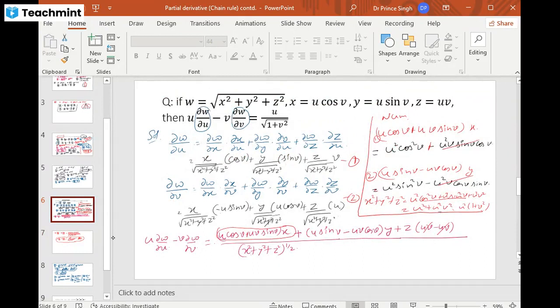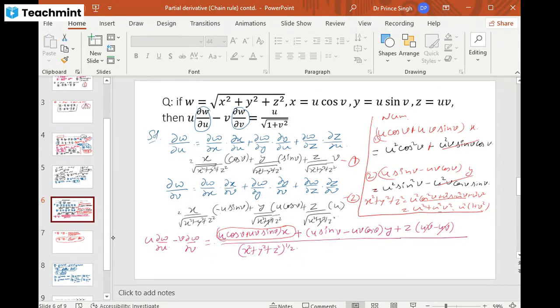So in this case, basically we need the partial derivatives of w with respect to x, with respect to y, with respect to z, then x with respect to u and v, y with respect to u and v, and z with respect to u and v. And then substituting to get the values of ∂w/∂u and ∂w/∂v. Then we need to multiply the first term with u and the second term with v and subtract.